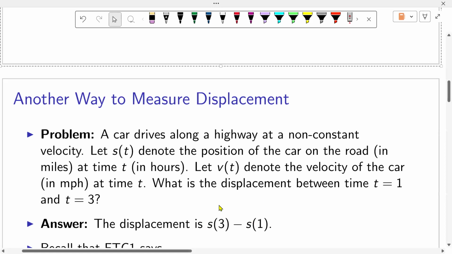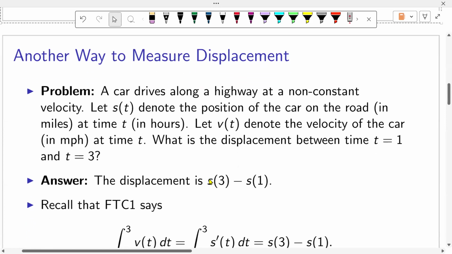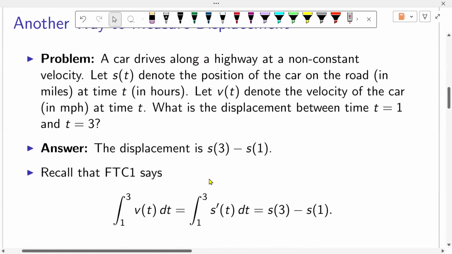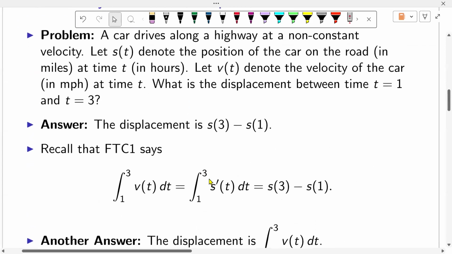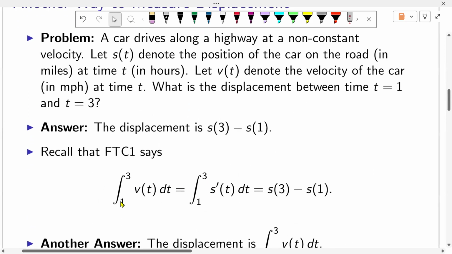Imagine for a second that you weren't told what the S of t function was. Like nobody bothered to tell you, but you did know the V of t function. Can you figure out the displacement without knowing S of t? And the answer is, well, yeah. Here's how it works. What we do is we take the integral of the velocity function. So we do this integral from 1 to 3 of the velocity function.